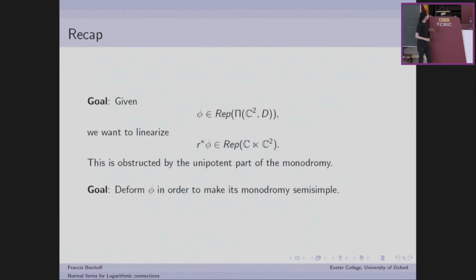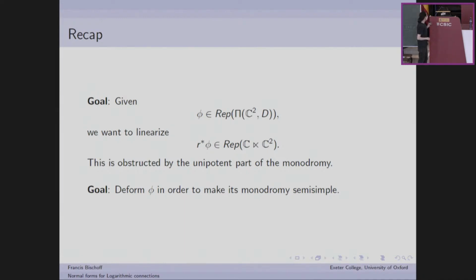Okay, so just to recap, we have a representation. We pull it back to this action groupoid, and we want to linearize it. And we saw that this can't happen in general because of the monodromy. But we saw if the monodromy is semi-simple, it's okay. So the obstruction is the unipotent part, kind of the other part of the monodromy. So what we want to do, we don't like this part, so we just want to remove it. So we want to deform the representation in order to make the monodromy semi-simple.